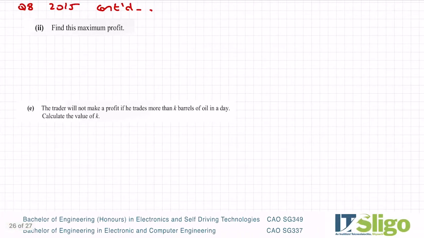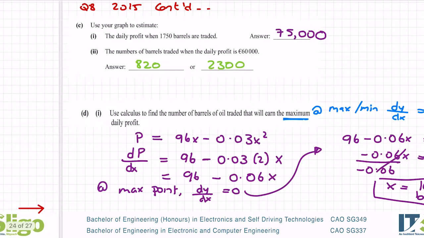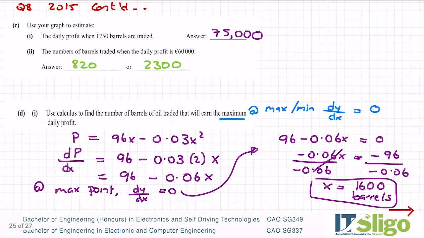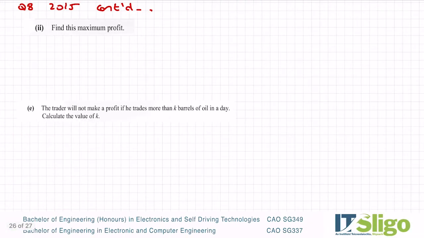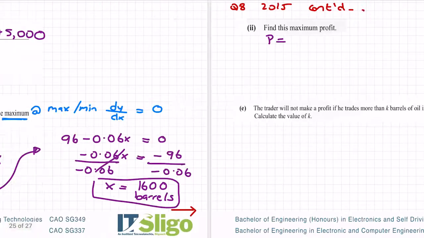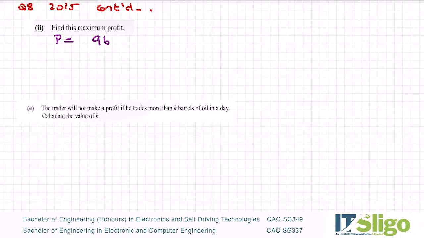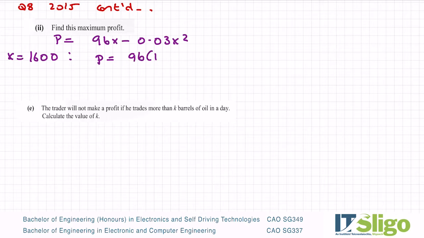Okay, so part 2 then said find this maximum profit. So what's the difference? Well, this question says, how many barrels gave you maximum profit? So how you find the actual maximum profit is you take this number of barrels and you sub it into your profit equation. So let me take that down again. P was equal to 96x minus 0.03x squared. So when x is equal to 1600 barrels, your profit is equal to 96 times 1600.